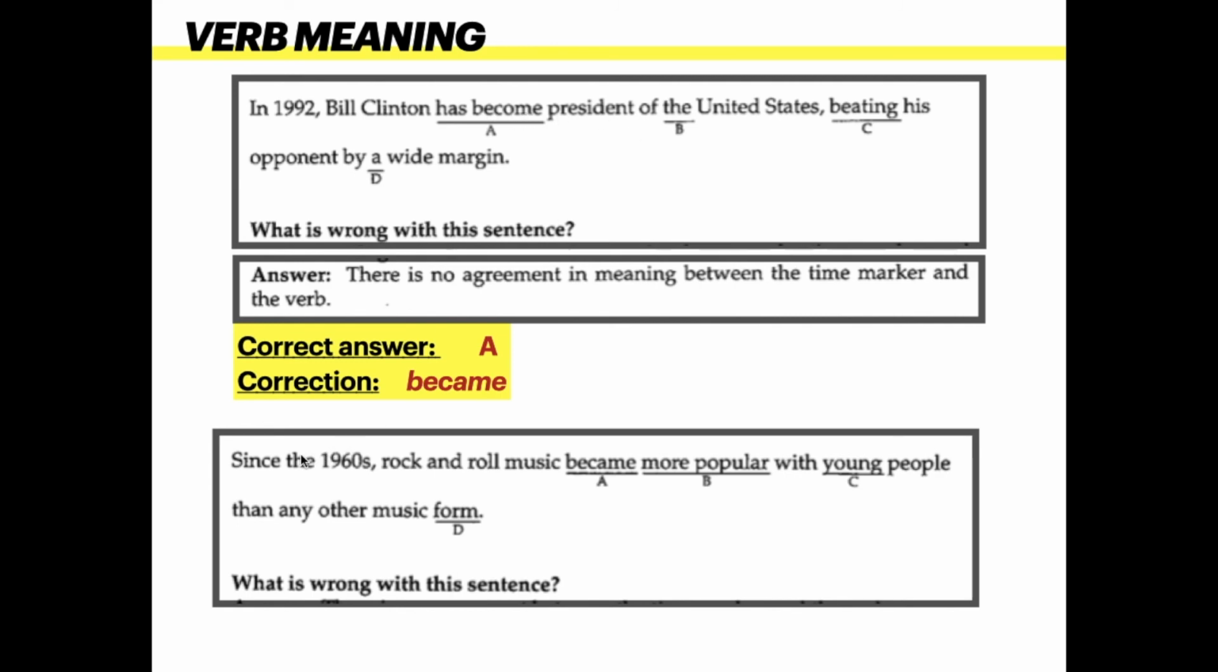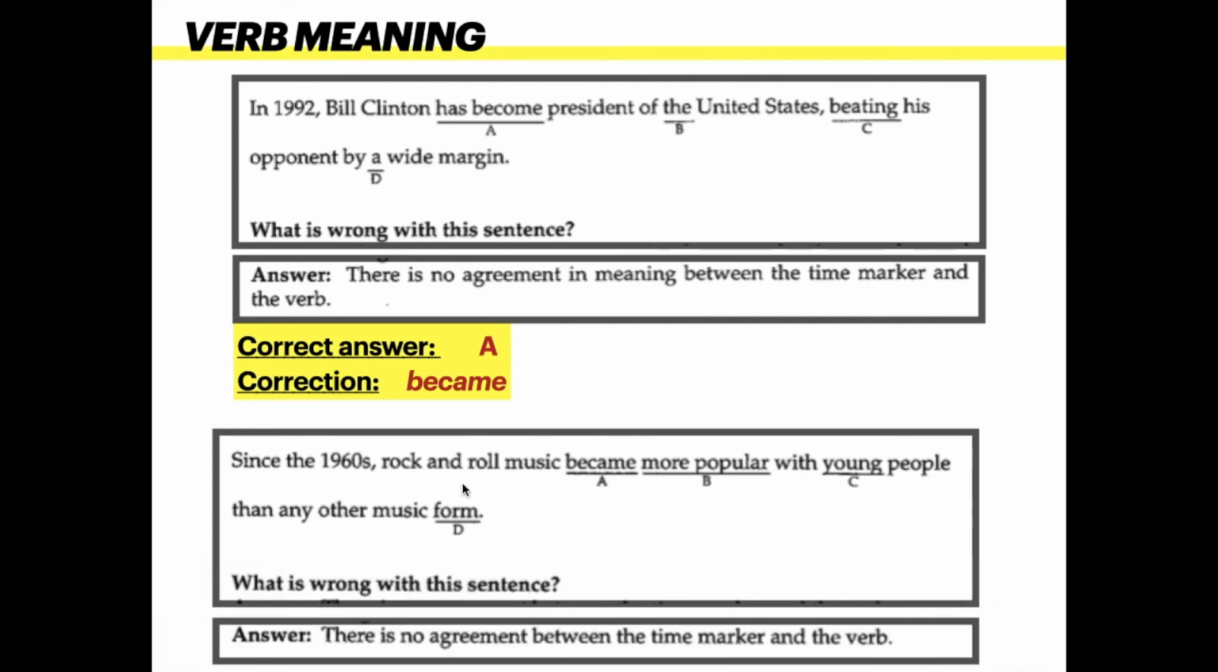Okay? Another example, since the 1960s, rock and roll music became more popular with young people than any other music form. Look at the time marker. Nuestro time marker aquí es since, okay? And the problem is that we use since with the perfect tenses, and here we don't have a perfect tense. So there's no agreement again. The correct answer is letter A, and the correction is has become. Since the 1960s, rock and roll has become more popular. Okay?